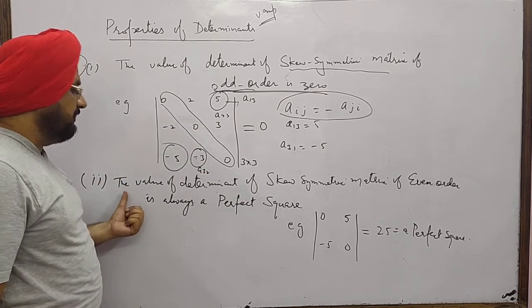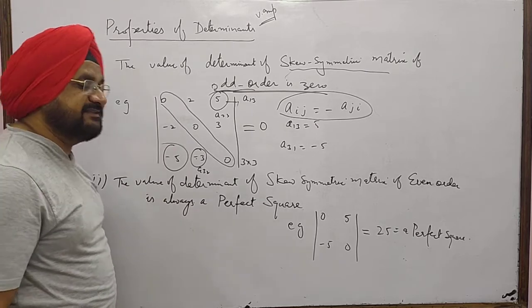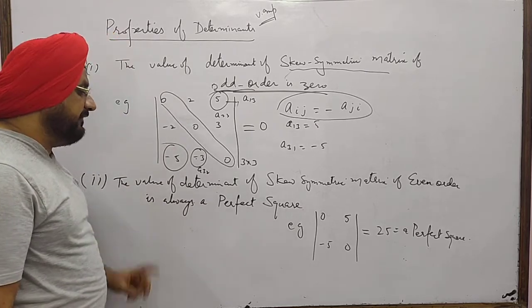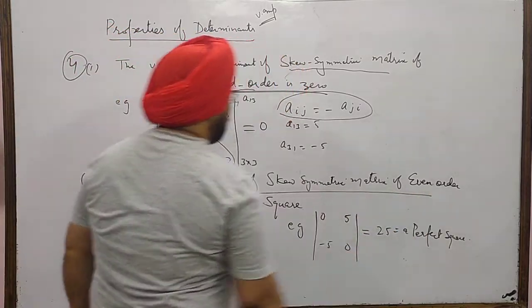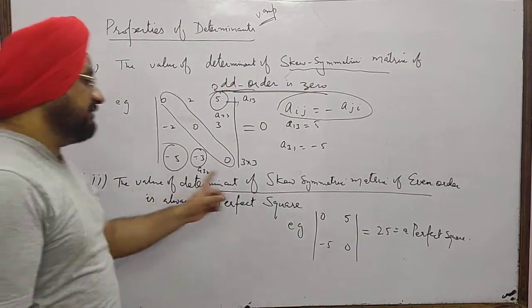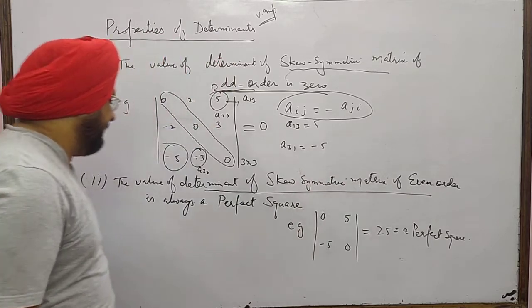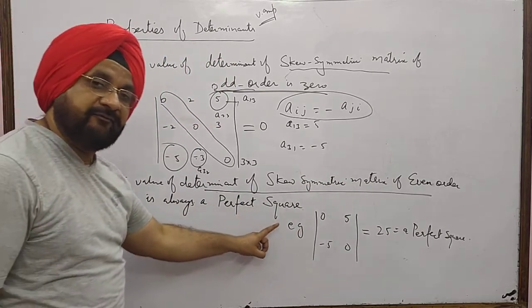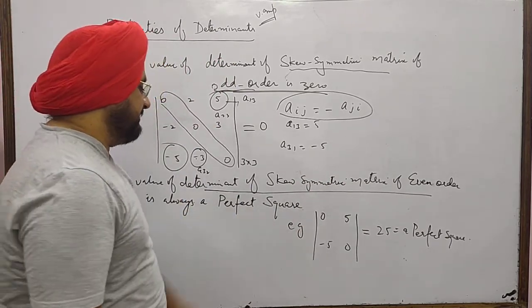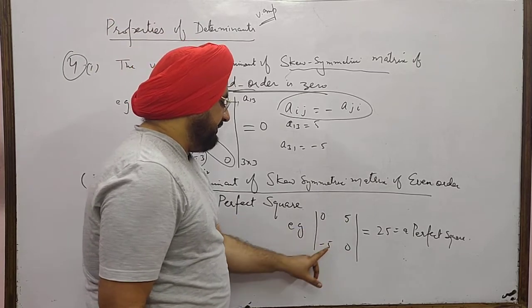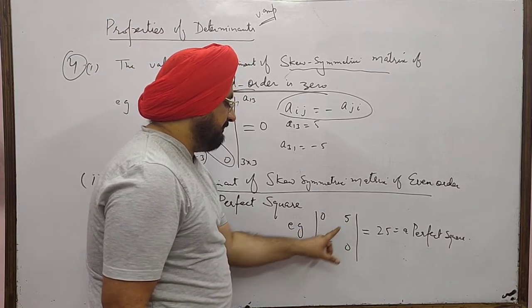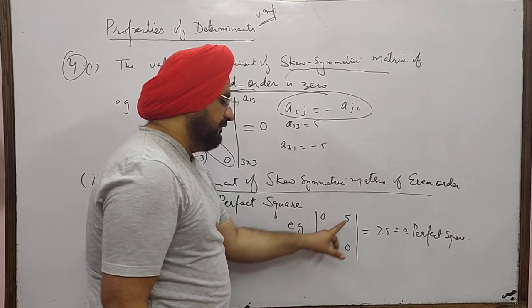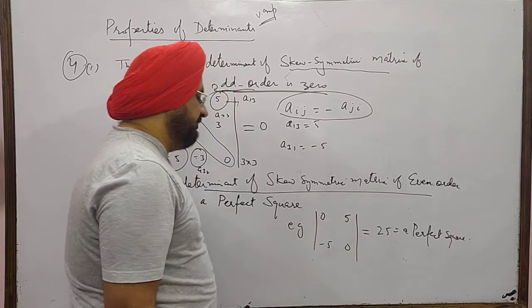The next question is, what about even order determinant of a skew symmetric matrix? This property says, if the determinant is of even order of a skew symmetric matrix, then it will be always a perfect square. You can take the example 0, 5, minus 5, 0. Main diagonal elements are 0, and this element is the negative of this value; numerical value will be same but sign will be different.